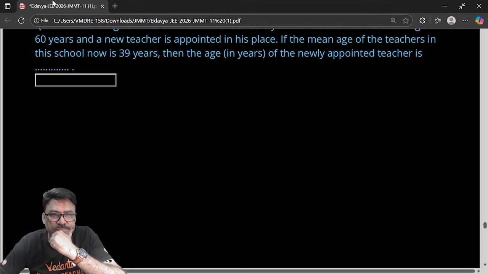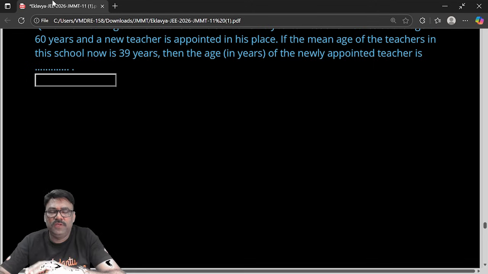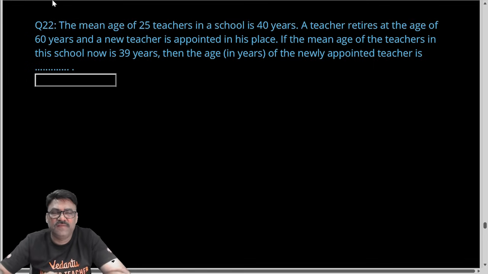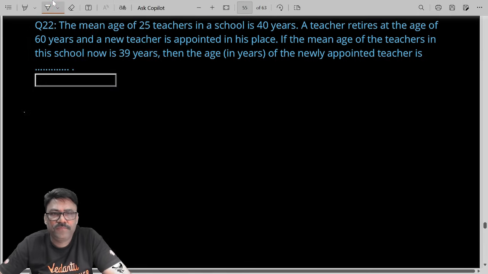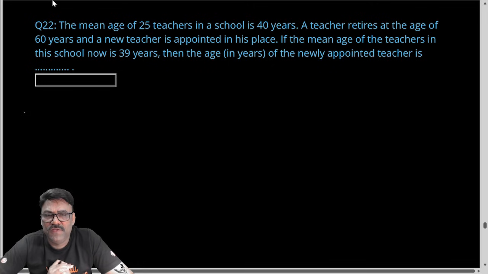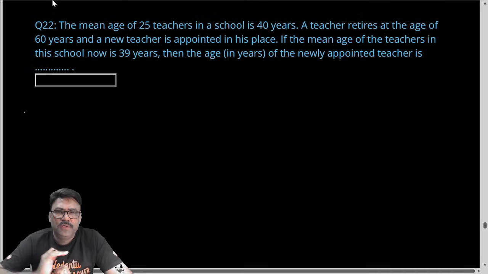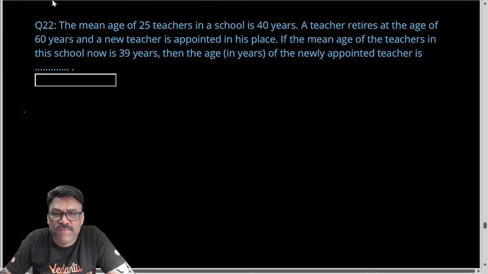See this question now. This question is from statistics, and they have given that the mean age of 25 teachers in a school is 40 years, and a teacher retires at the age of 60 years, and a new teacher is appointed in his place. If the mean age of the teachers in this school is now 39 years, what will be the age of the newly appointed teacher? So see, initially the mean of 25 teachers is 40.